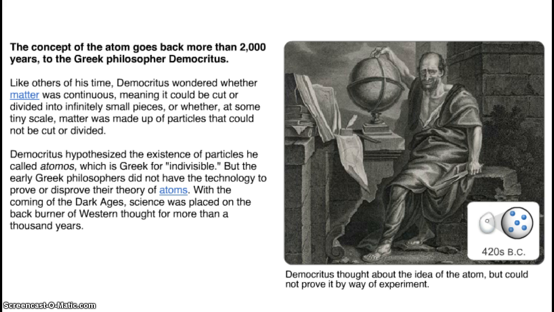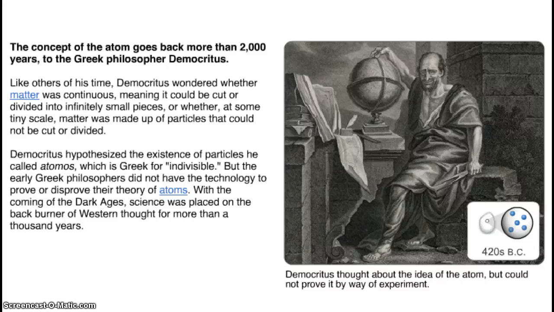The concept of the atom goes back to more than 2,000 years ago to the Greek philosopher Democritus. Like others of his time, Democritus wondered whether matter was continuous, meaning it could be cut or divided into infinitely small pieces, or whether at some tiny scale matter was made up of particles that could not be cut or divided. Democritus hypothesized the existence of particles he called atomos, which is Greek for indivisible. So that's where we get atoms from. Atomos, indivisible, or not able to divide.